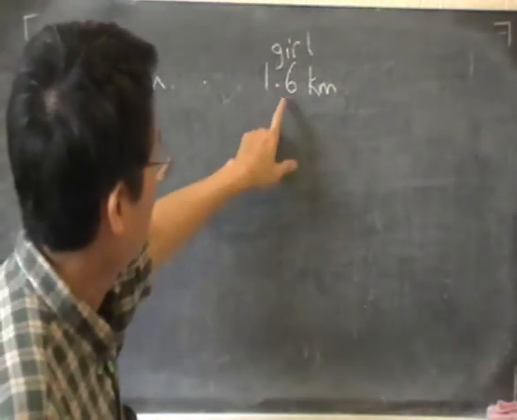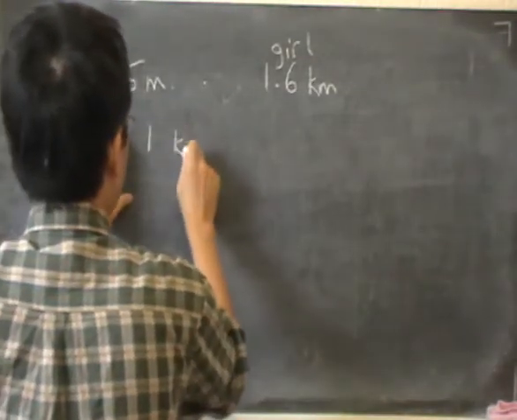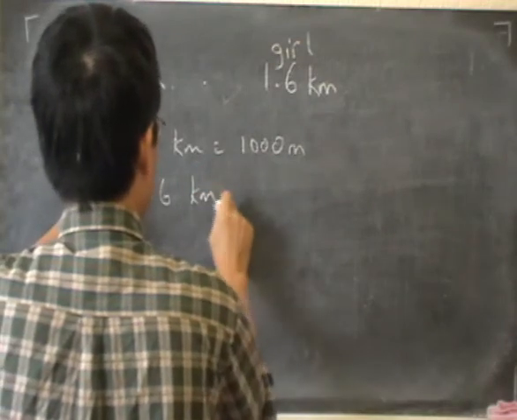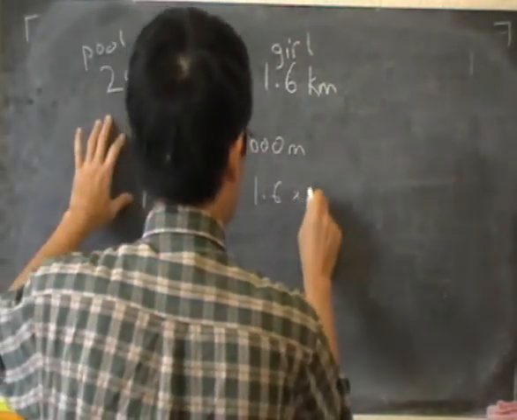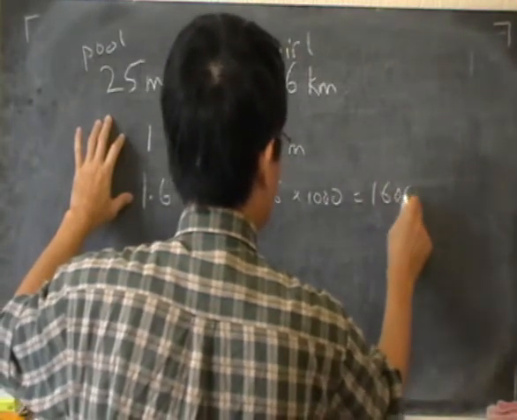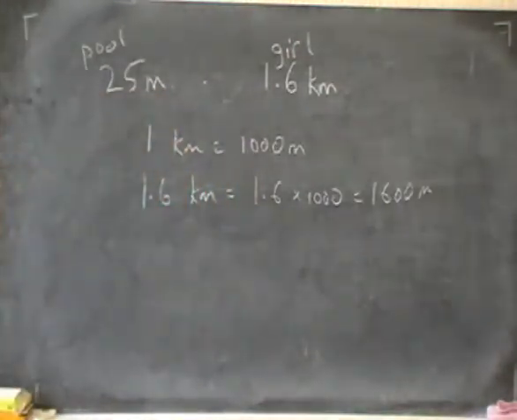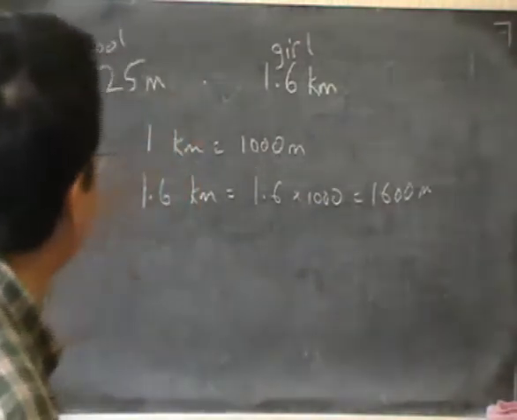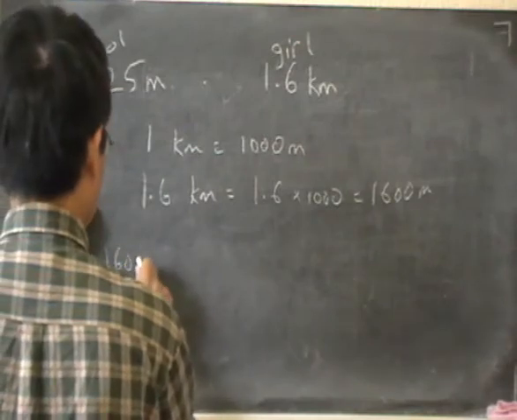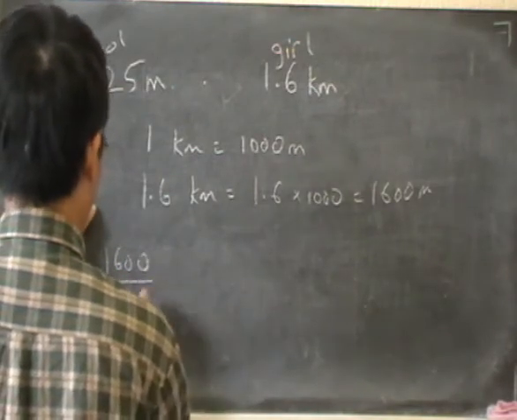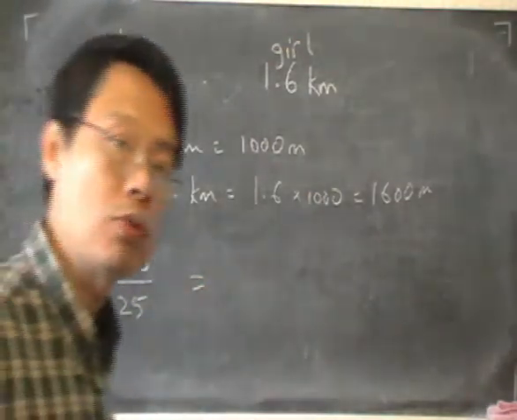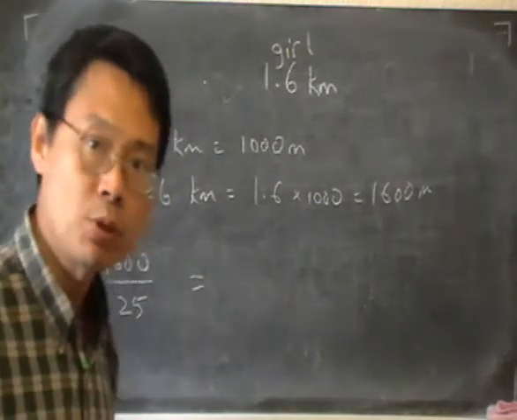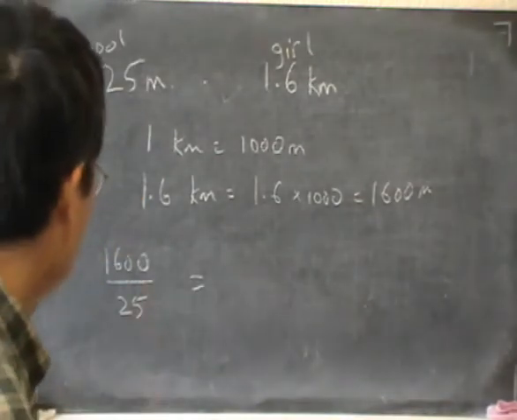For example, because 1 kilometer is 1,000 meters, 1.6 kilometers would be 1.6 times 1,000 equals 1,600 meters. So now that we have converted to the same unit as the length of the pool, we can just divide directly. So I would take 1,600 divided by 25. Of course, you can just press the calculator, but sometimes for simple numbers like this, there is a very quick way to do it by hand or even mentally.